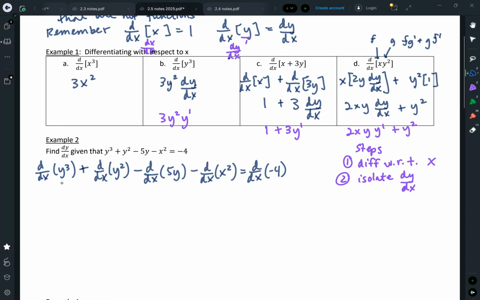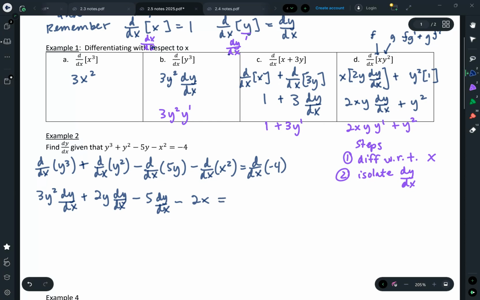All right, the first one I have a y. So I know power rule 3y squared, but because it's a y, I'm also going to write dy dx. Plus, the second one is also a y. So when I take my derivative, I follow my power rule, 2y, but I also have dy dx. Minus. Next one, derivative of 5y. So follow my derivative rules. Derivative of 5y is just 5. And then because it's y, I have dy dx. Minus, next one's an x. So derivative of x squared is 2x. The d dx is gone, right? I was taking a derivative with respect to x, so that one's all set. And then on the other side, derivative of a constant is always 0.